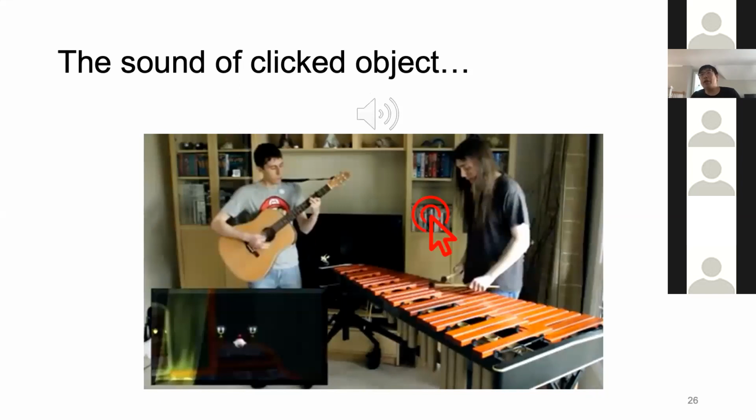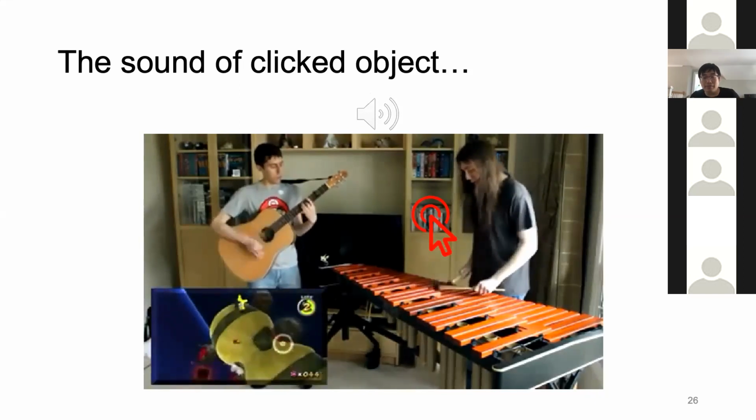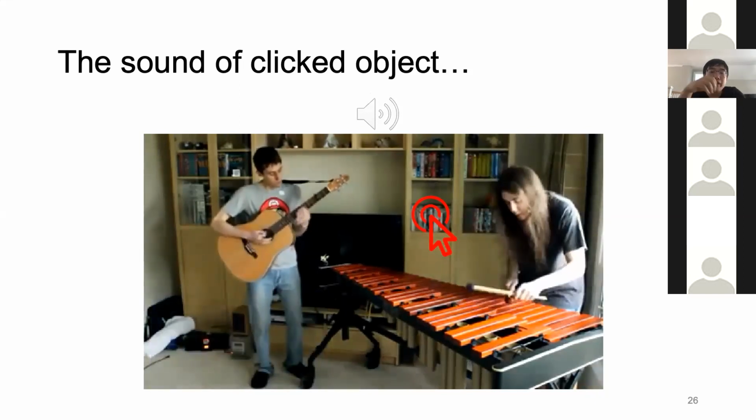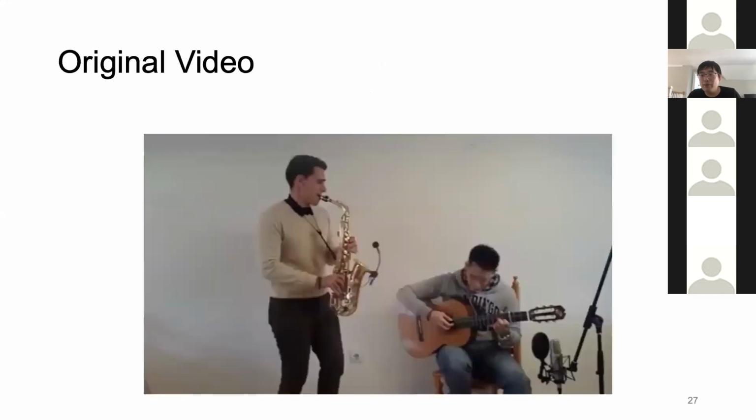You might also be curious, how about I click a pixel of the background? For that, I click a pixel on the bookshelf. What will happen? It's nothing. So this result indicates that our model can learn to localize the sound source and also separate its corresponding component. Here's another example.